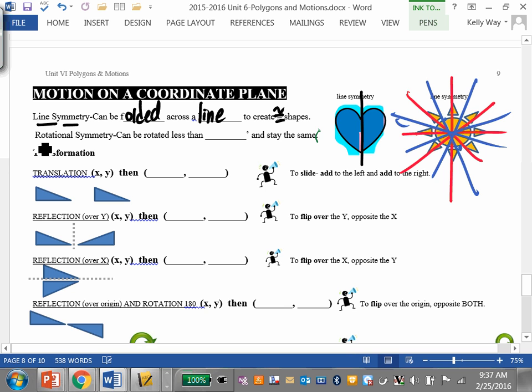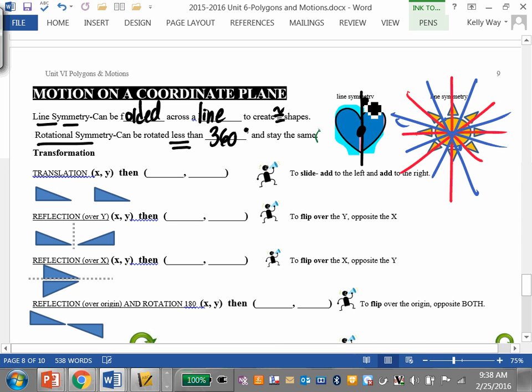There's another kind of symmetry called rotational symmetry, where you can rotate the object less than 360 degrees. Underline the words less than 360, and you're going to get the same shape. So let's do this. Put a dot in the middle of the heart. That's going to be your pivot point. So imagine if you could physically stick your finger there. We're going to rotate that heart.